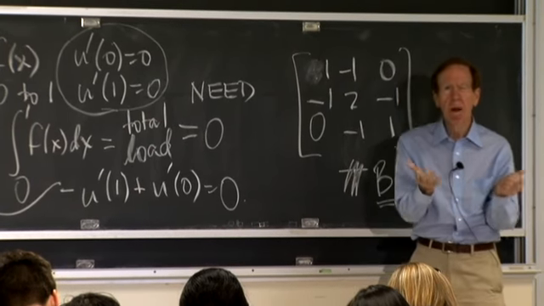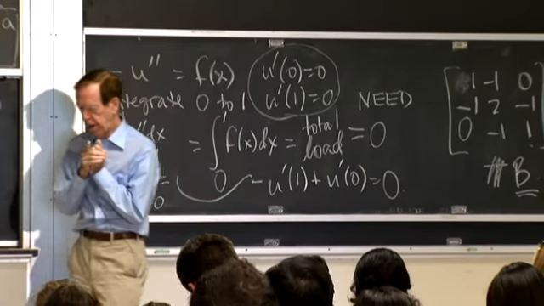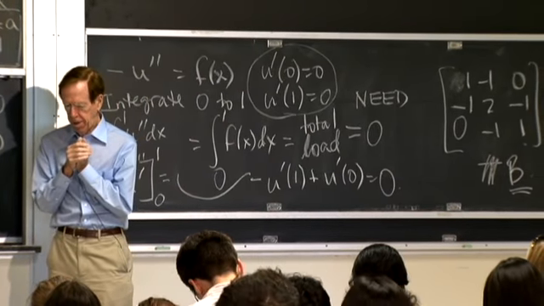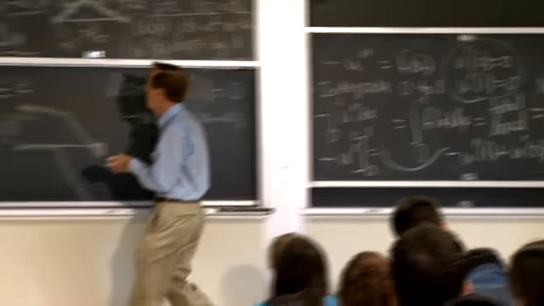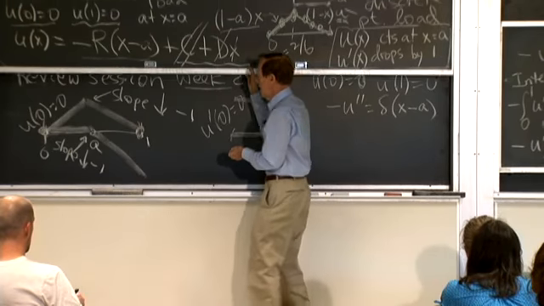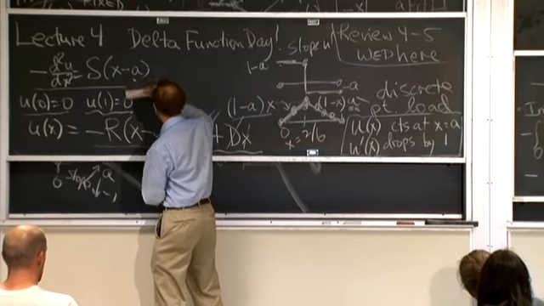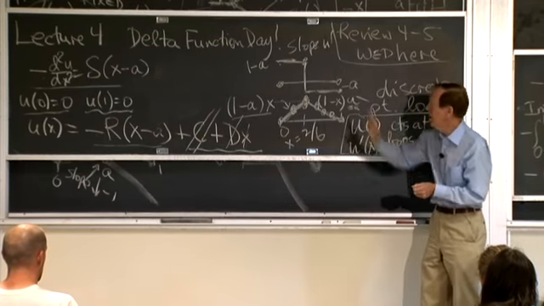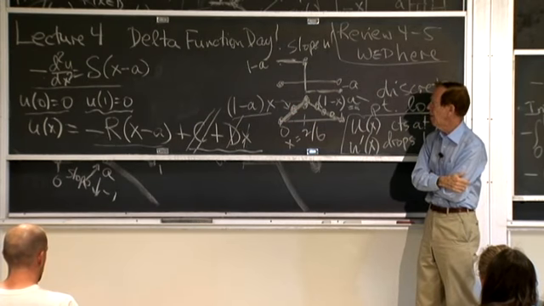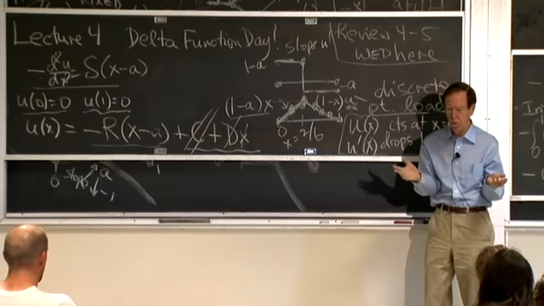So tell me a load that we could handle. So the integral has to be 0. So suppose my load has a delta function at A. Well, that integral is 1. So can you fix that to change that load or do something, maybe put on another load to get a total load of 0?